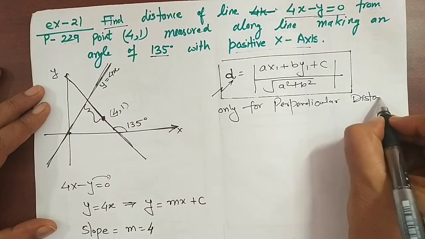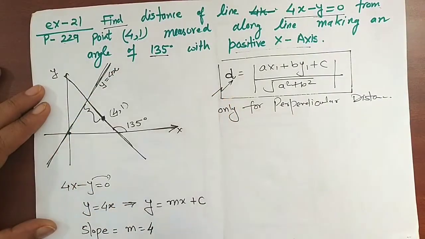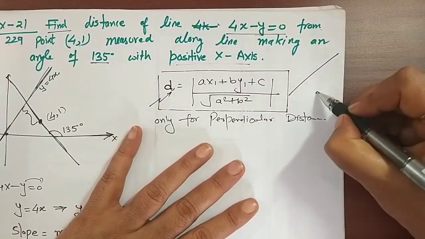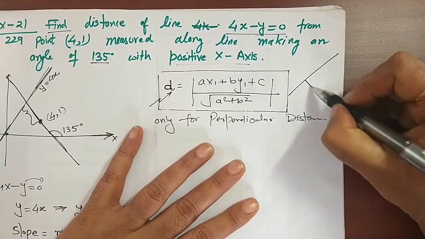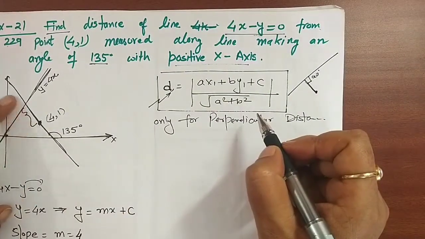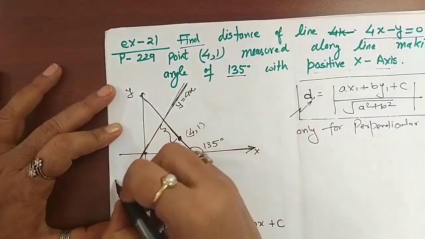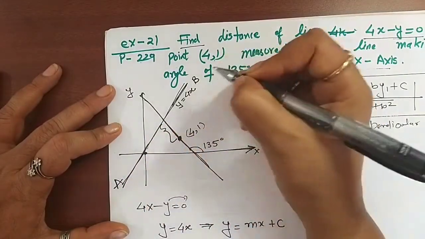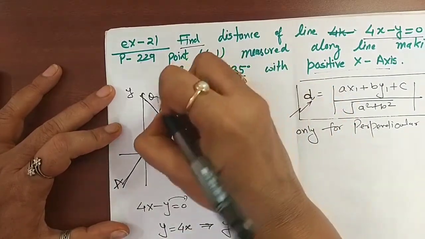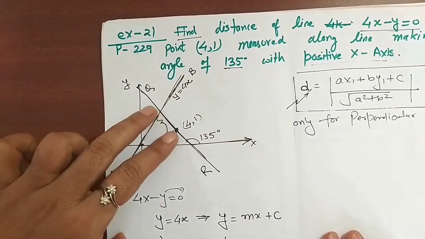Perpendicular distance means from this point there should be a perpendicular on the line. If this is a line, then from this point there is the perpendicular distance. But they are not asking the perpendicular distance, they are asking the distance along this line, which is not even known. So suppose the original line is AB and this point is P and this line is QR. So along line QR they want the distance.